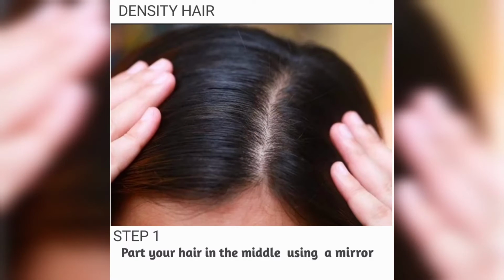Now, the first thing you will need to do is get a mirror and part your hair in the middle. You can use your finger or a comb to part your hair, but you have to separate it into two sides so that it helps you pin down one side to keep it out of your way.